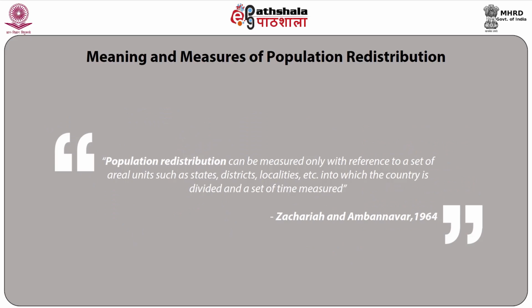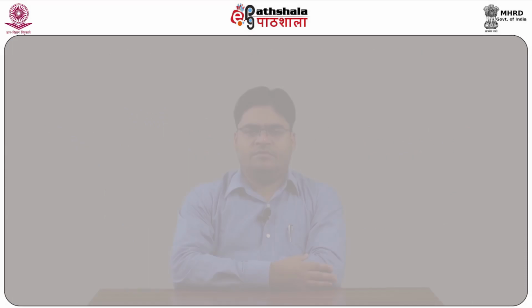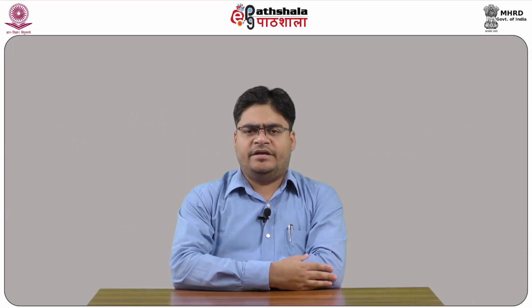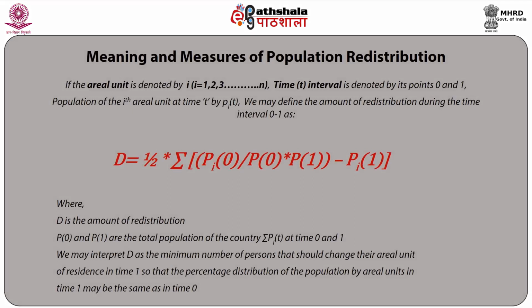Zachariah and Umbenauer in 1964 argued that population redistribution can be measured only with reference to a set of areal units, such as states, districts, localities, etc., into which the country is divided, and a set of time measures. If the areal unit is denoted by i, where i equals 1, 2, 3 up to n, the time interval is denoted by its end points 0 and 1, and the population of the ith areal unit at time t by P_i(t).